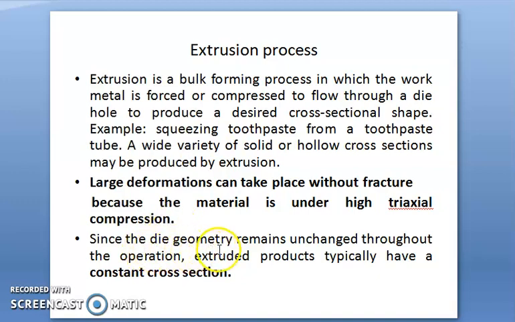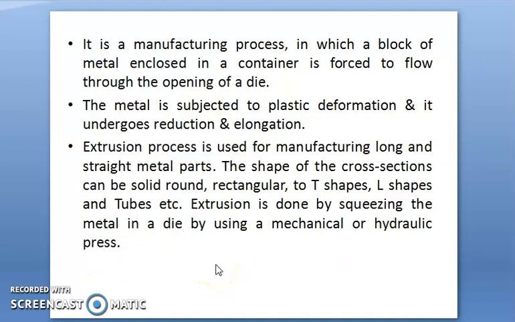Since the die geometry remains unchanged throughout the operation, extruded products typically have a constant cross section. So the die design depends on the shape of the object we want. As already discussed, extrusion is a manufacturing process in which a block of metal enclosed in a container is forced to flow through the opening of a die.